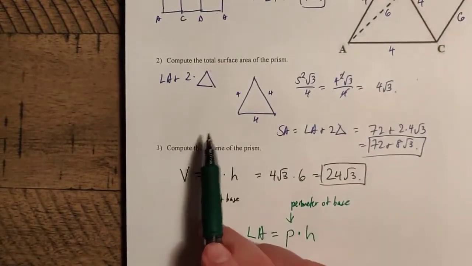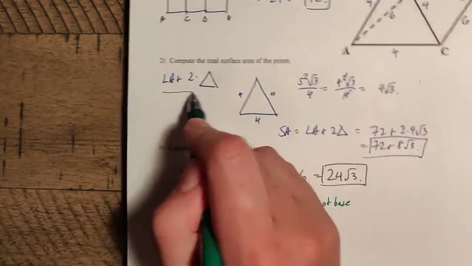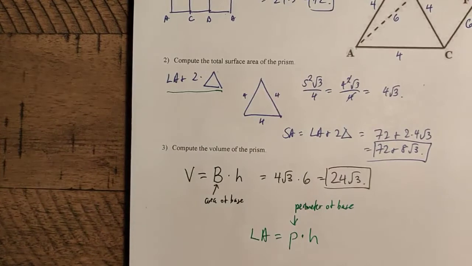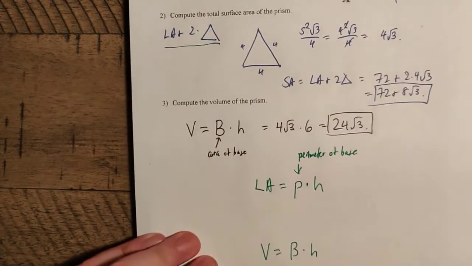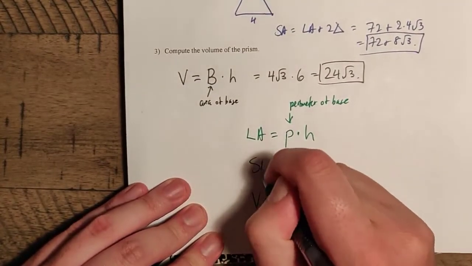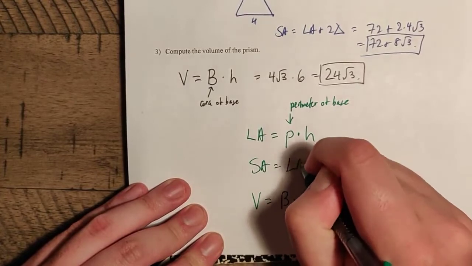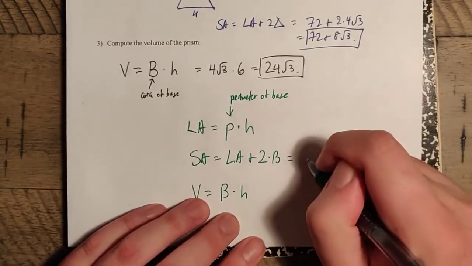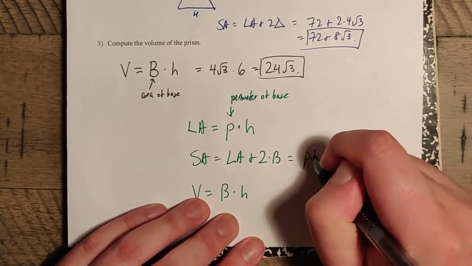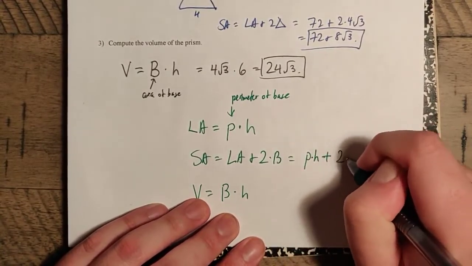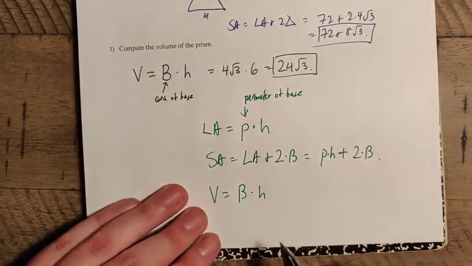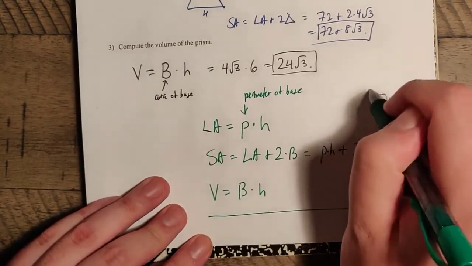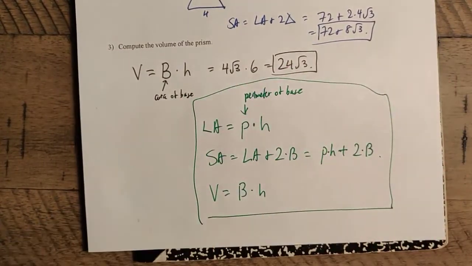And from what we had before, we see that our surface area is the lateral area plus 2 times the triangle. So we can do the same thing here and say that our surface area in total is going to be equal to the lateral area plus double the base. Or if you want to rewrite this, you can write this as P times H plus double B here. So you have these 3 formulas here to help you with prisms.